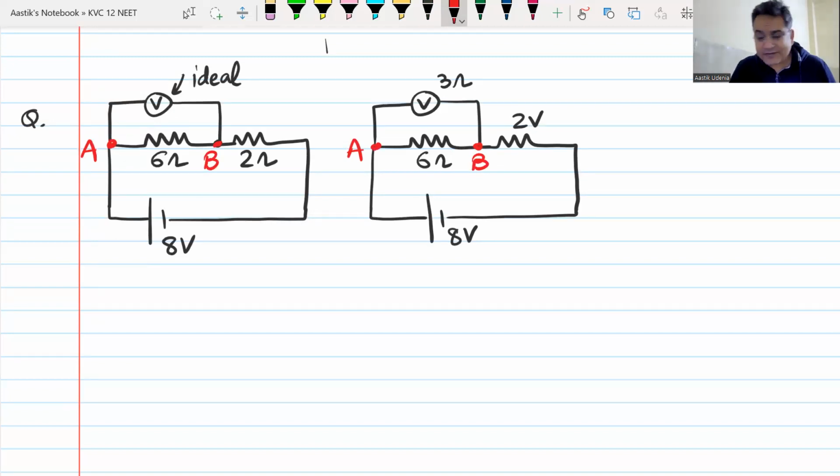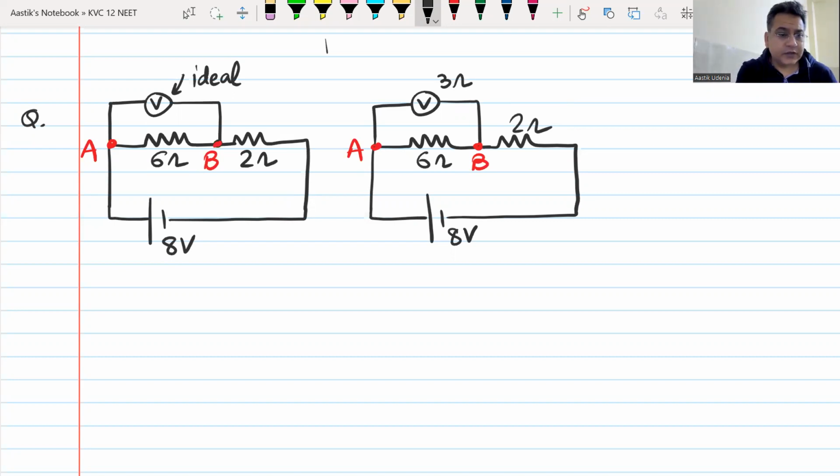And you have to find the percentage error. What is the percentage error that you have? I'll give you 2 minutes. Remember, the voltmeter is not measuring current, it is measuring potential difference. I'll give you 2 minutes to do this. Let me do this for you and see how it is done.